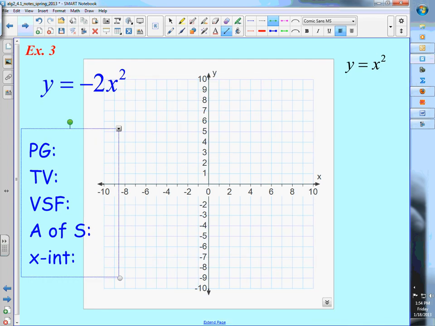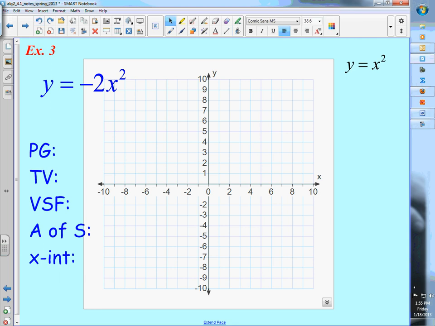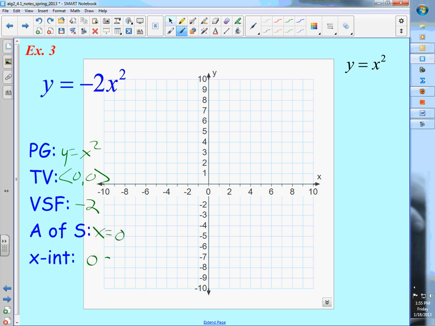Alright. So negative 2x squared, what do you expect to happen on this one? Twice as tall, and upside down. Okay? So your parent graph is still y equals x squared. We're still at 0, 0, and we're still looking at a vertical stretch only. So when we look at this graph, we start at the origin, and then it's going to be right 1, down 2. So left 1, down 2. And right 2, down 8.